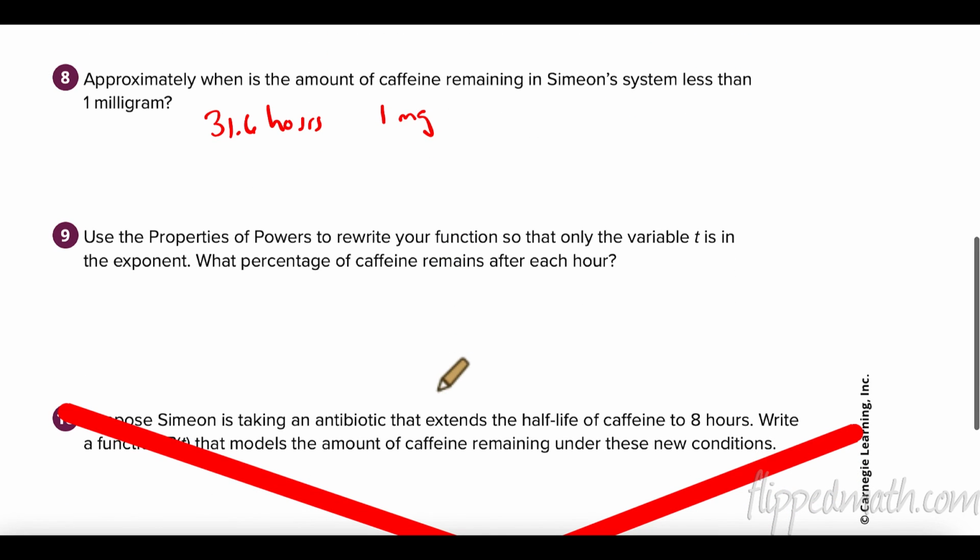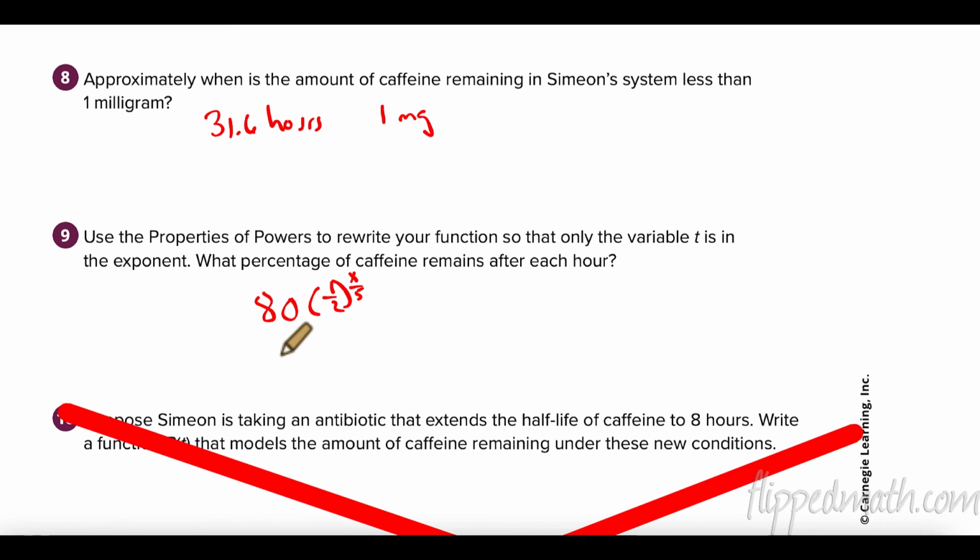Use the properties of powers to rewrite the function so that only the variable t is in the exponent. All right, so we're going to change it to x. All right, so we started with 80. And what they're saying is this. So we had 1/2 to the x. They're saying t over 5.